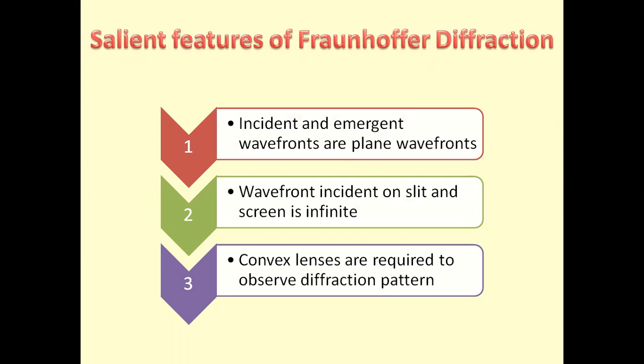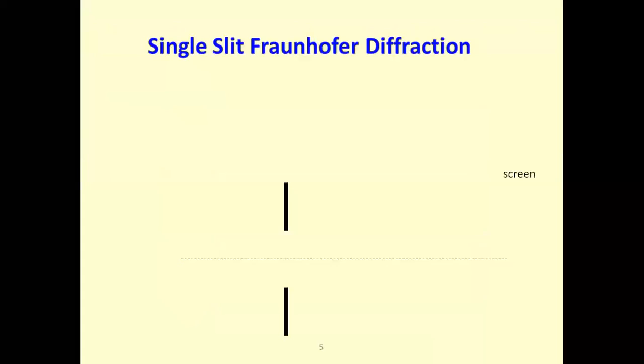Now we have to learn the salient features of Fraunhofer diffraction. What are the salient features? First thing, incident and emergent wavefronts are plane. Number two, the distance of the source and screen from the slit is infinite. And lastly, convex lenses are required to observe the Fraunhofer diffraction pattern.